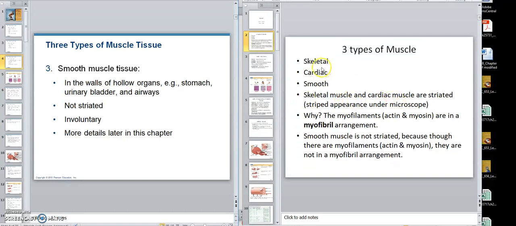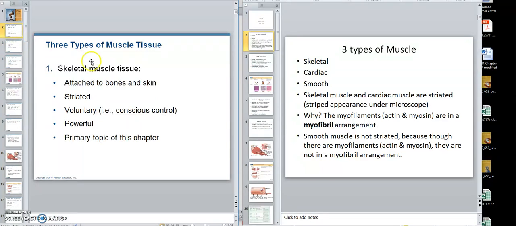Now come over here. So we have a skeletal, which is attached to the skeleton. That's your voluntary. We have the heart muscle, and we have smooth muscle. That would be like in your intestines, your bladder, so forth like that. Okay? So 3 types that we've got. The skeletal muscle is attached to bones and the skin. Now, most of the time it's bones. Skin, see the muscles of facial expression, how you can move your skin to make different looks, grimaces. Some muscle is attached to the skin.